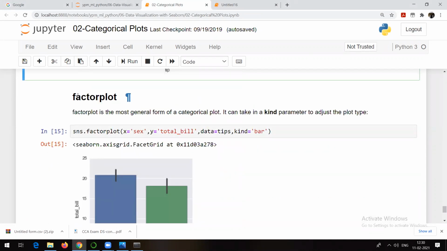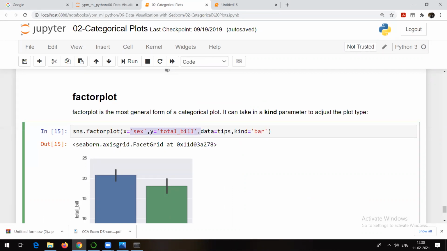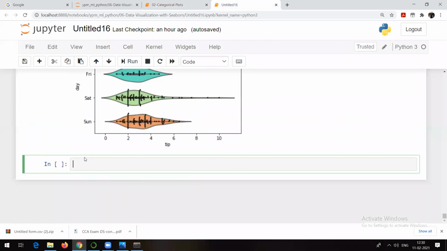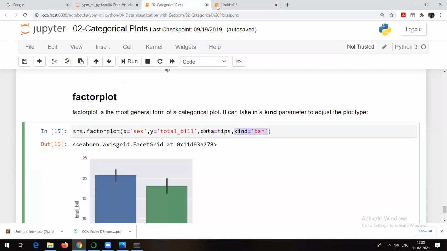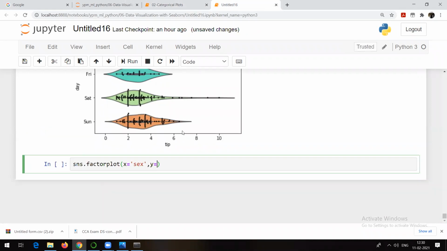Now factor plot is also important. I think they have changed the name of the factor plot to cat plot. Let me check it. See, what is this factor plot? X, Y, data, and kind. Let me show it to you. I am talking about sns.factorplot. X is equal to some categorical data, the same example I will be using, and Y is equal to total bill, for the data tips.